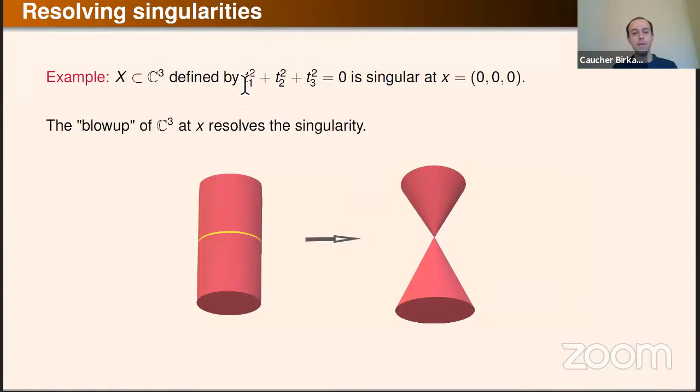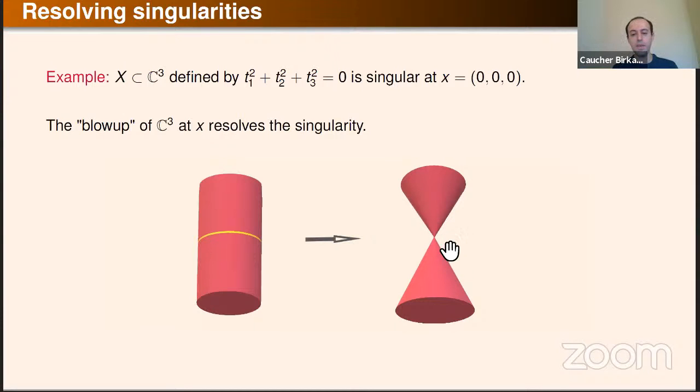But if we apply the same algebraic techniques, if we calculate the partial derivatives of this function in t1, t2, and t3, we see that they vanish at this point. And so that's why we know precisely that there is a singularity, but we can also see it from the shape. And a similar process of blowing up this point, replacing the point with something like a line, removes the singularity.